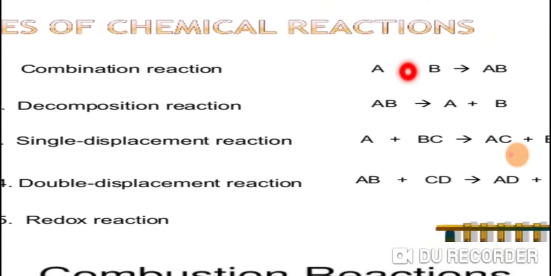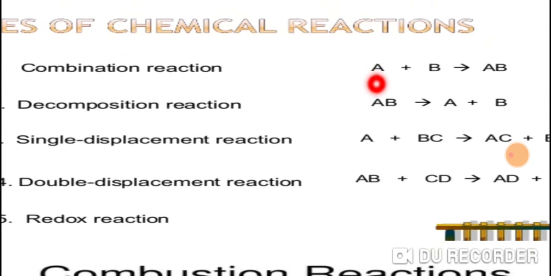Number 1 is combination reactions. In combination, on the reactant side, if we have A chemical and a B chemical or an element, they combine and form one product. This is known as a combination reaction.